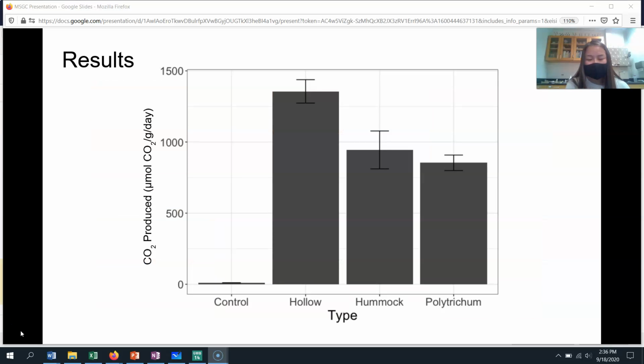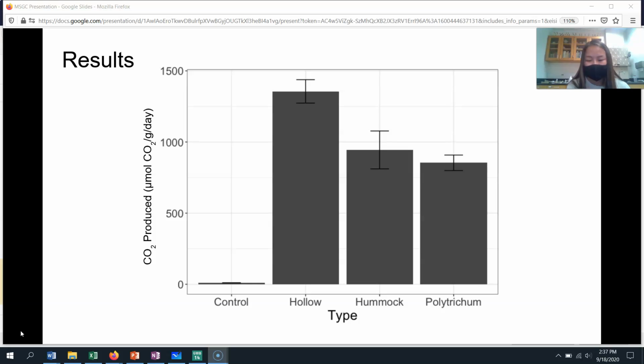We measured the buildup of CO2 over 24 hours and used that to calculate the average and standard error of CO2 production. Our data shows the rate of decomposition of the hollow moss is significantly higher than the hummock and the non-sphagnum moss. The control had no moss and was treated with inoculum but showed no CO2 production. These results supported our hypothesis that mosses from different microtopographies differ in rate of decomposition.